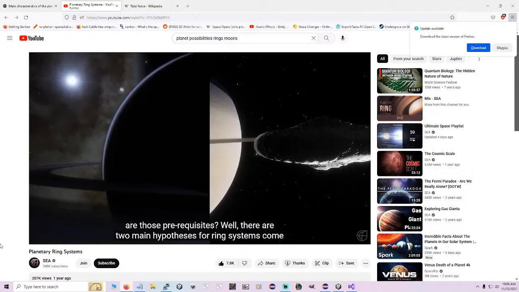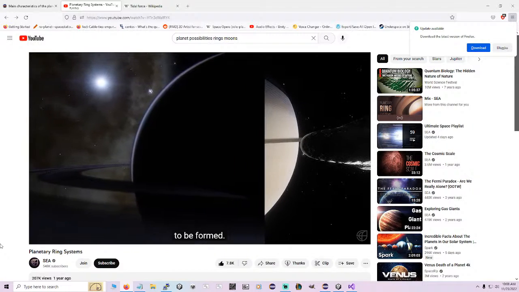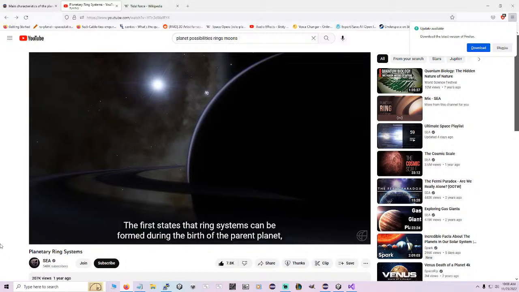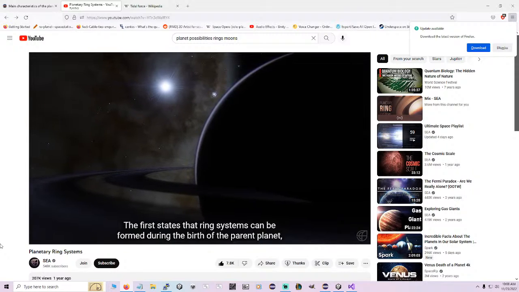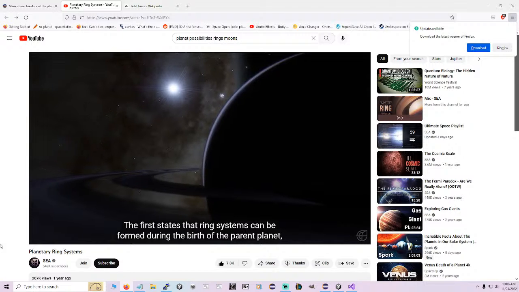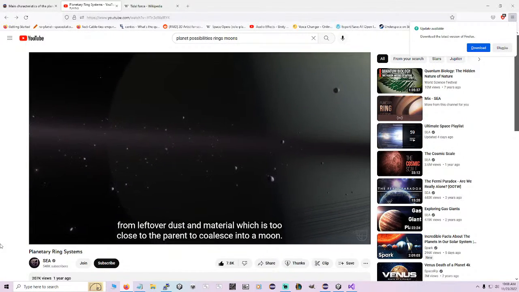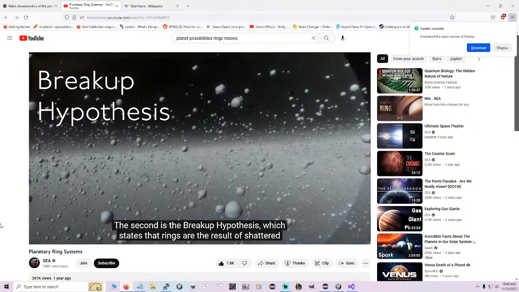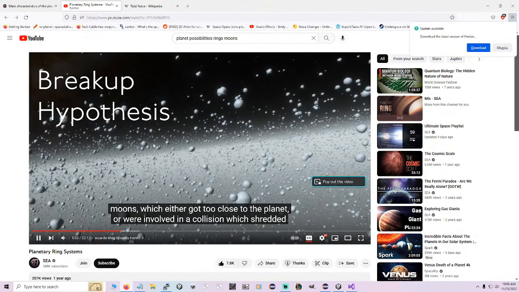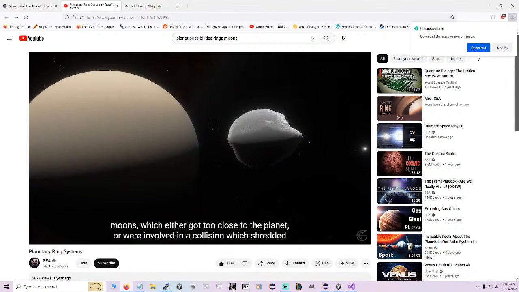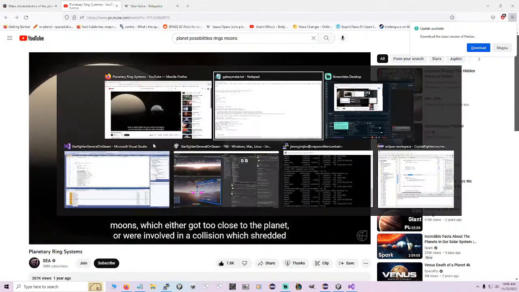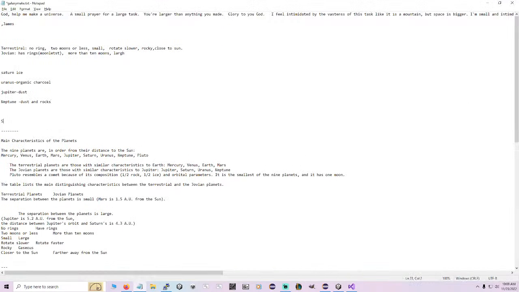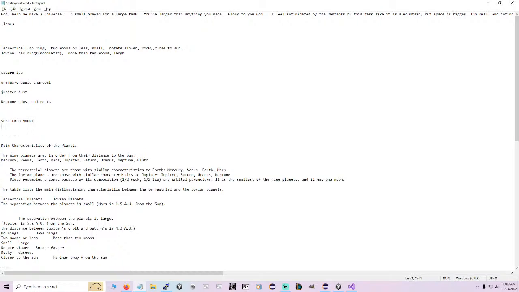Well, there are two main hypotheses for how ring systems come to be formed. The first hypothesis states that ring systems can be formed during the birth of the parent planet, from leftover dust and material which is too close to the planet's surface to be able to coalesce into a moon. The second is the breakup hypothesis, which states that rings are the result of shattered moons, which either got too close to their parent planet, or were involved in a collision which shredded them down into chunks which dissolved. In both cases, the gravity of the host planet plays a key role.